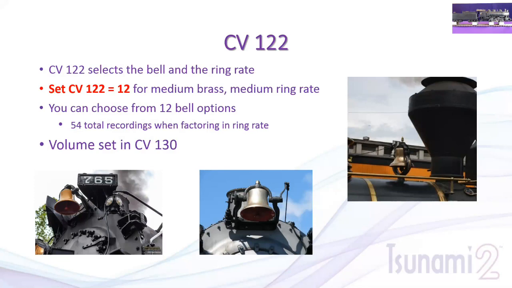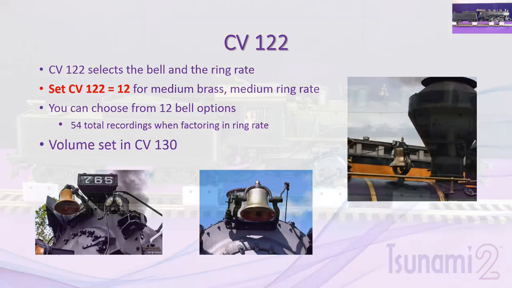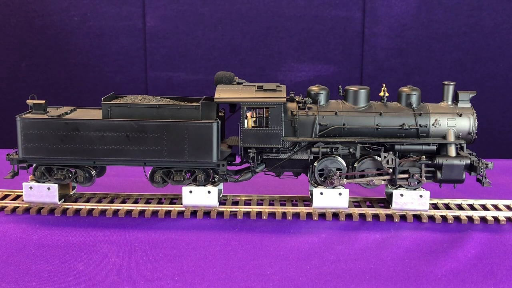All right, CV122 selects the bell and the ring rate. So it'll select which bell sound plays and the ring rate at which it's done. What we've done is we've taken each of these bells and recorded them at different ring rates so that way you get a true resonance of what that bell sounds like. So in this case here, by default, our bell is selected here. It's the heavy brass with a medium ring rate. So when I ring the bell, you can kind of hear that fast ring rate.